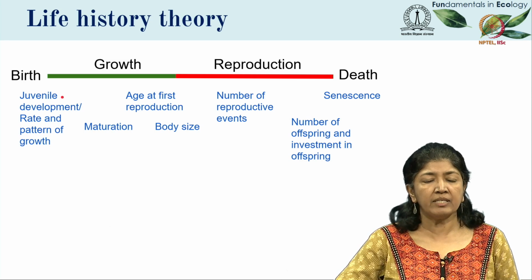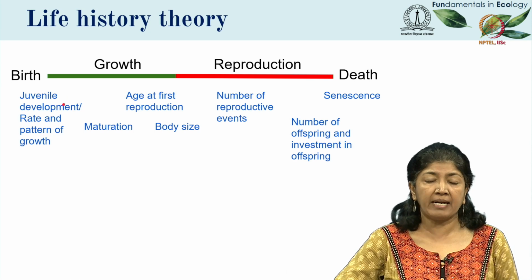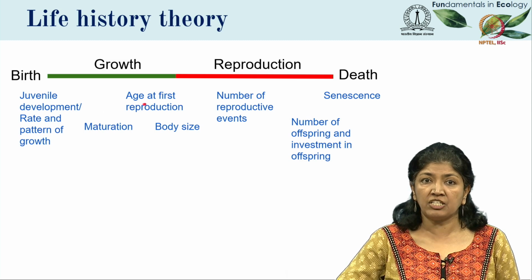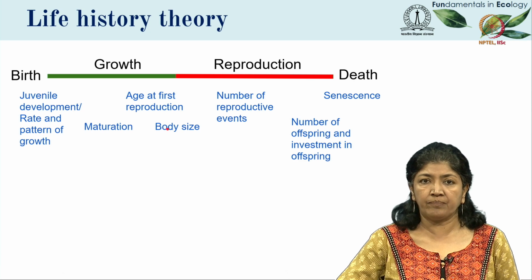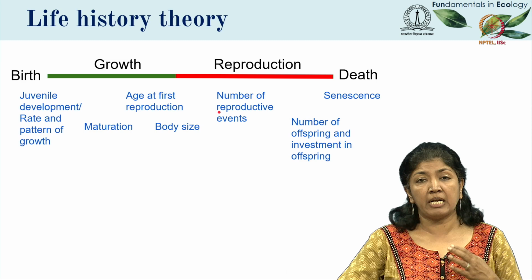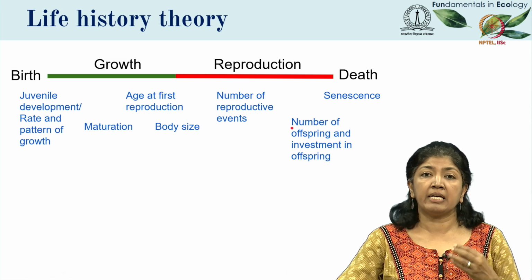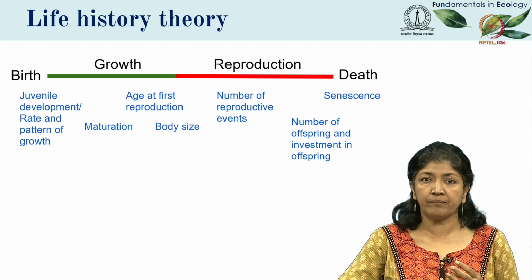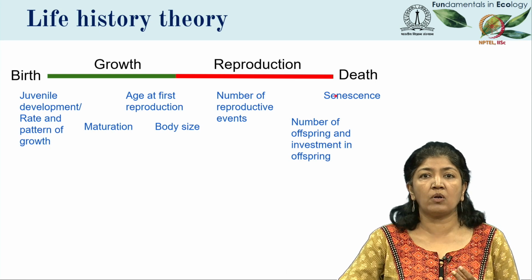So, after birth, we have a period of juvenile development and different rates and patterns of growth, followed by maturation and then age at first reproduction, body size at first reproduction. Reproduction itself can vary in terms of the number of breeding events, and in each event the number of offspring and how much is invested in each offspring. Finally, we see aging or senescence followed by death.